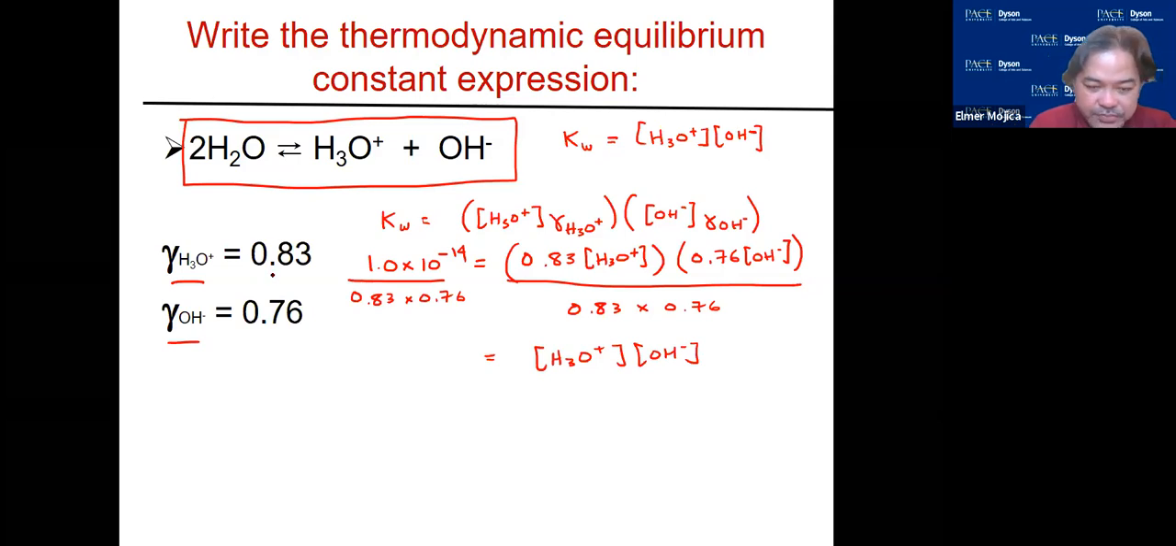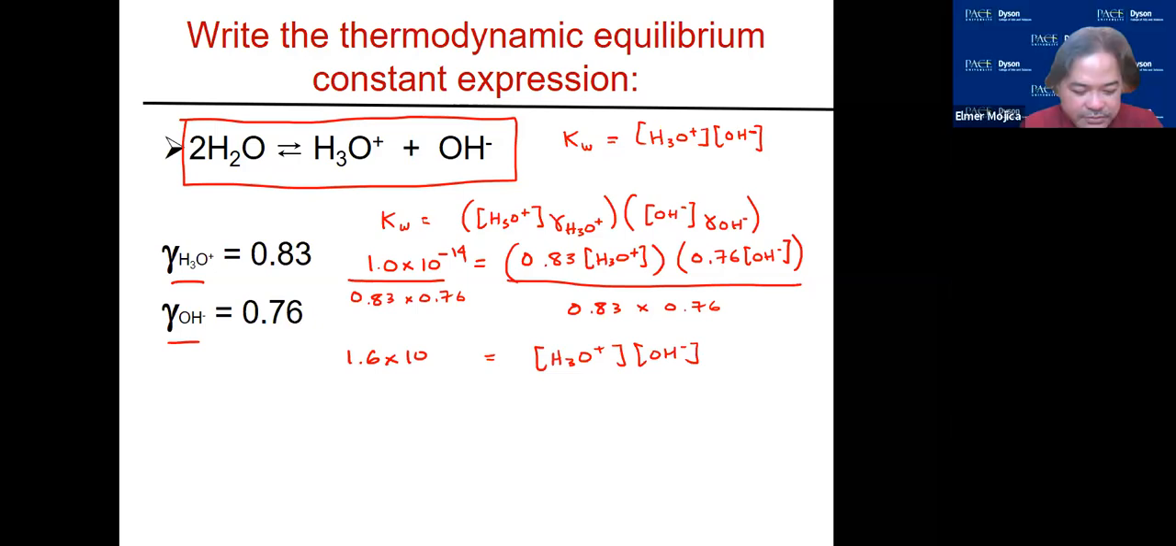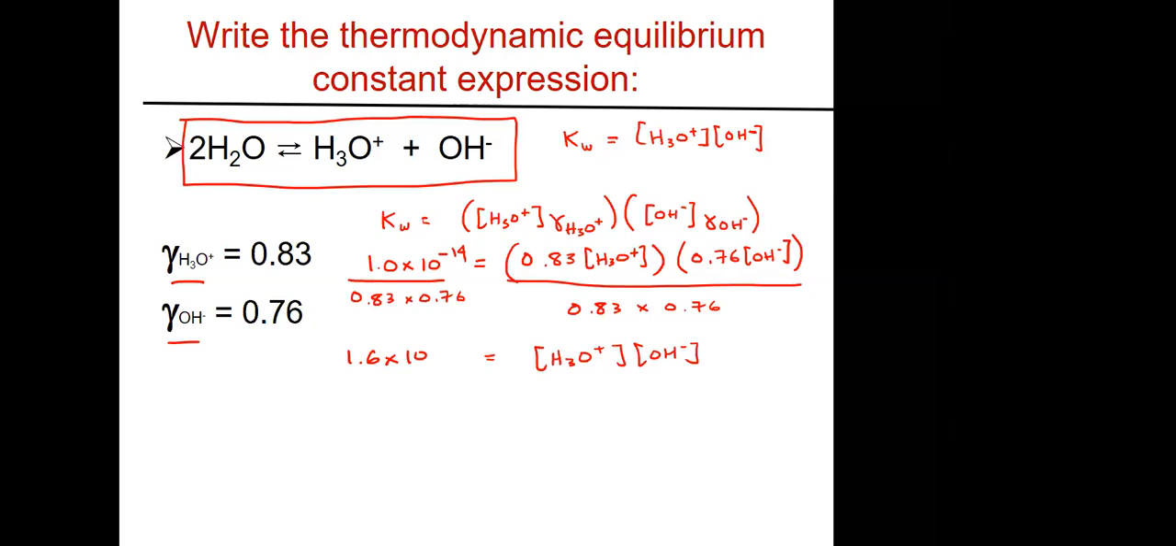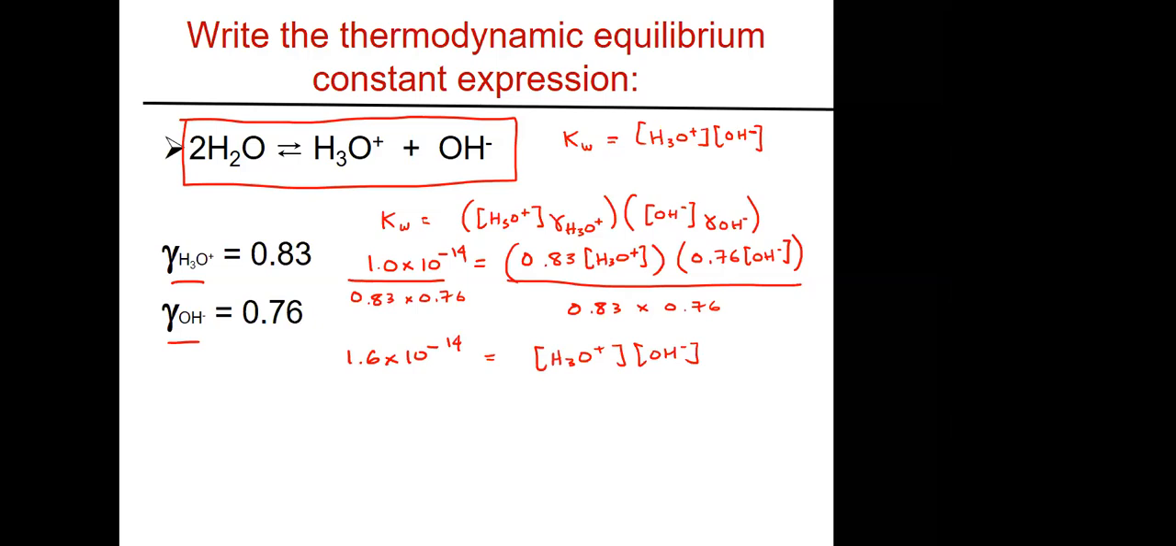I get 1.58 or 1.6 times 10 to the 16. Did you get the same thing as me? You said 10 to the negative 16 is what you got? Is it 16 or 15? No, let me try again. I usually mess up on my calculator. No, it's 1.6 times 10 to the negative 14 still. That's what I got. Yeah, 1.6 times 10 to the negative 14.